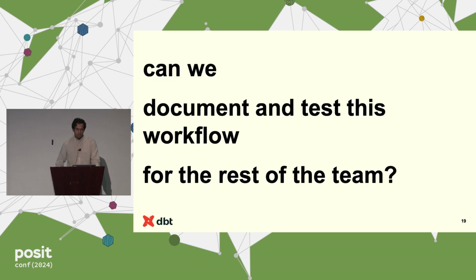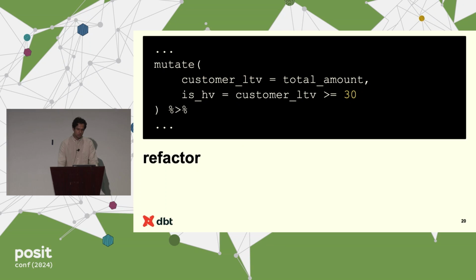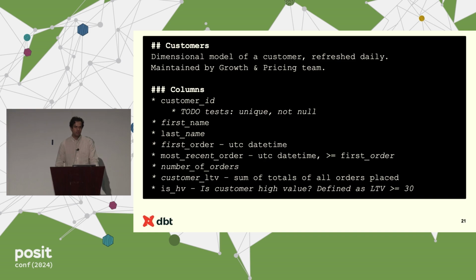And so the next thing that happens is you're about to go on holiday, and your boss asks you, can you document and test this workflow for the rest of the team? And so you say, okay. So the first thing you do is refactor it a bit, so it's a bit cleaner. This also hopefully you should be doing. And then you create this new isHV field, and then you decide to document this.